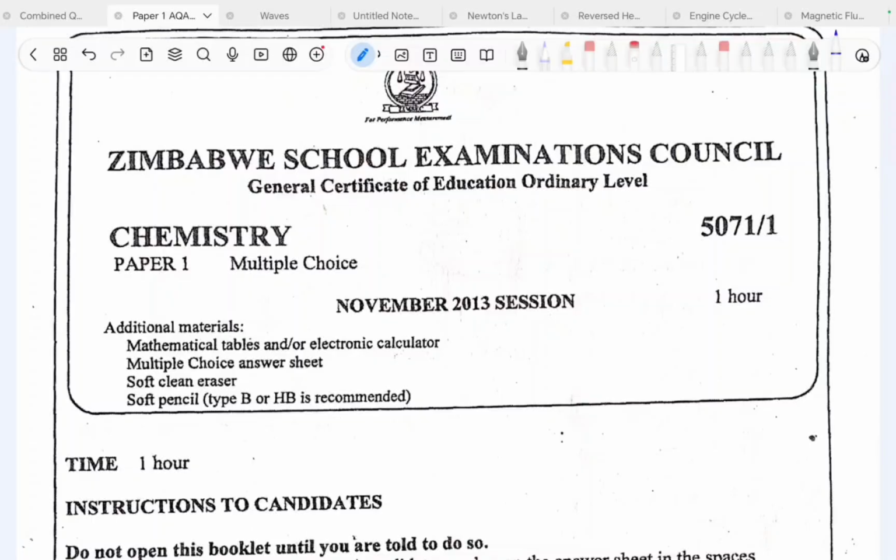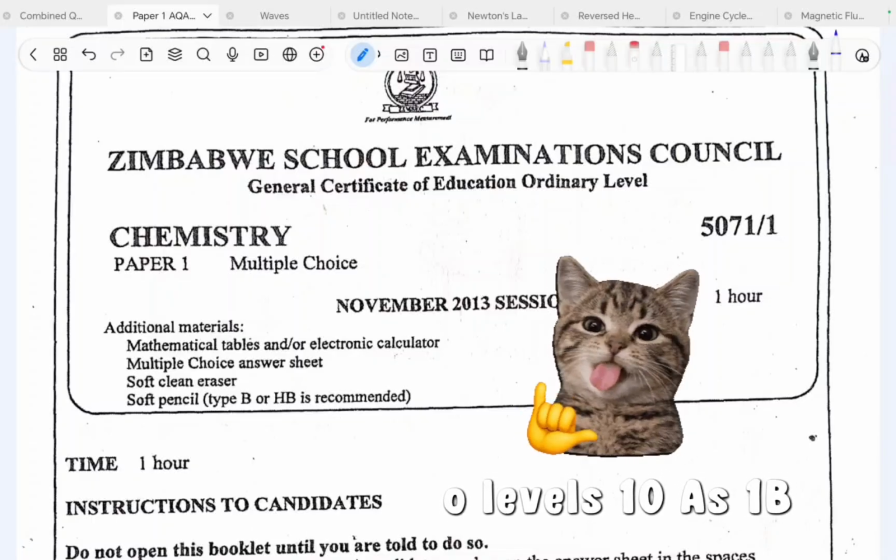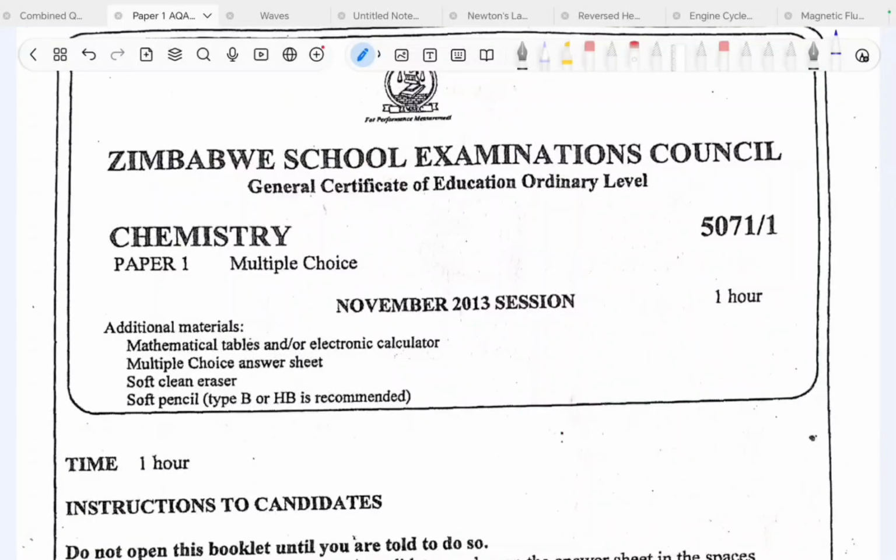In O-levels, back in 23, I got 10 A's and 1 B. The B was in technical graphics. Do not ask me why I got the B. And I just finished my A-levels. I did maths, chemistry, further maths and physics. And I really think I am the right person to be your tutor for chemistry.